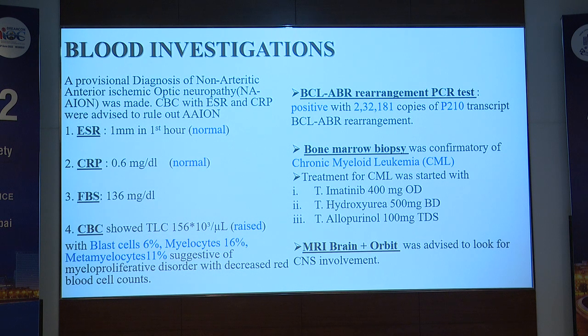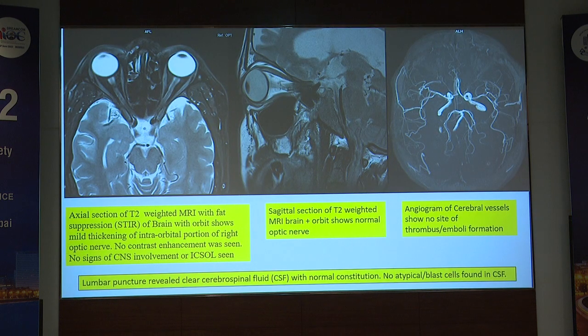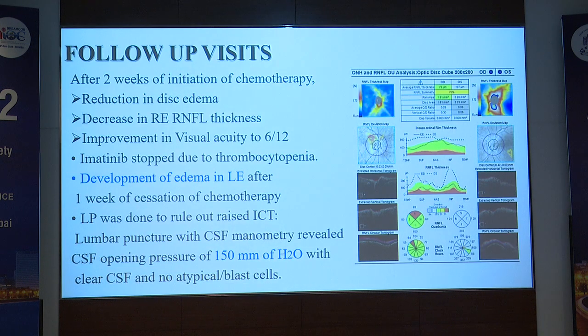So the treatment with tyrosine kinase inhibitor was started along with supportive treatment, and the MRI of the brain and orbit was done to rule out CNS involvement. The axial section of T2 weighted MRI with fat suppression of the orbit showed a normal MRI with no CNS involvement, and the lumbar puncture revealed clear CSF with normal constitution, and no atypical or blast cells were found. On follow-up visits, after 2 weeks of initiation of chemotherapy, there was reduction in disc edema, decrease in the RNFL thickness, and improvement in visual acuity to 6/12.